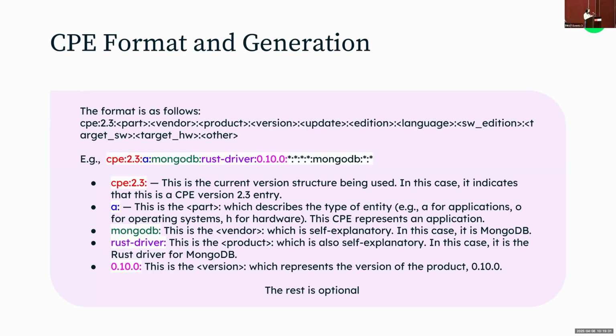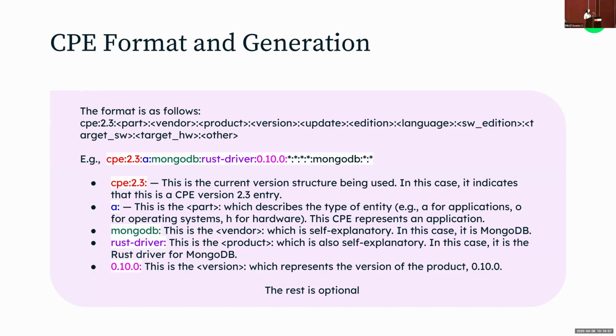Okay, I've spoken a lot about CPEs, but this is what they look like. This is a basic structure of what a CPE would look like, and essentially you fill in those gaps. Taking one of MongoDB's CPEs as an example, the format starts off with CPE 2.3, which basically tells us that we are using the 2.3 version of the CPE specification.